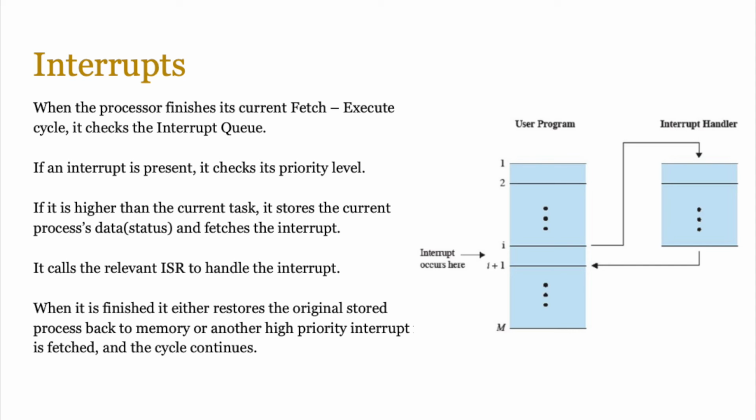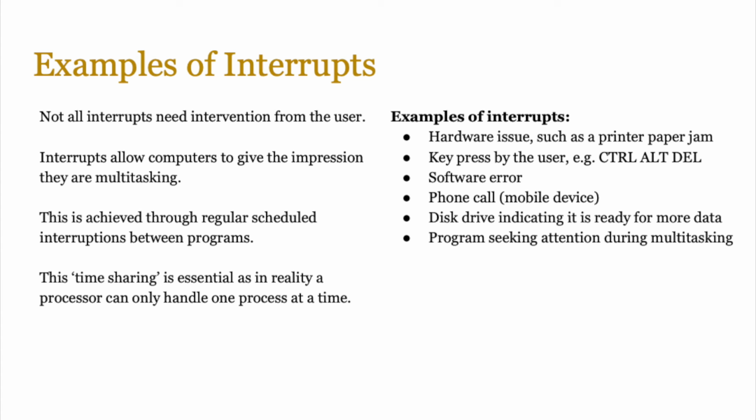When it has dealt with the interrupt, it either restores the original stored process back to memory or checks the queue to make sure there are no other higher priority interrupts. And if there are, it fetches those interrupts and carries on dealing with them until all of them are dealt with. Now, interrupts are used for absolutely everything on a computer system. If your printer runs out of paper, an interrupt is sent to your CPU and you see a notification on your screen.